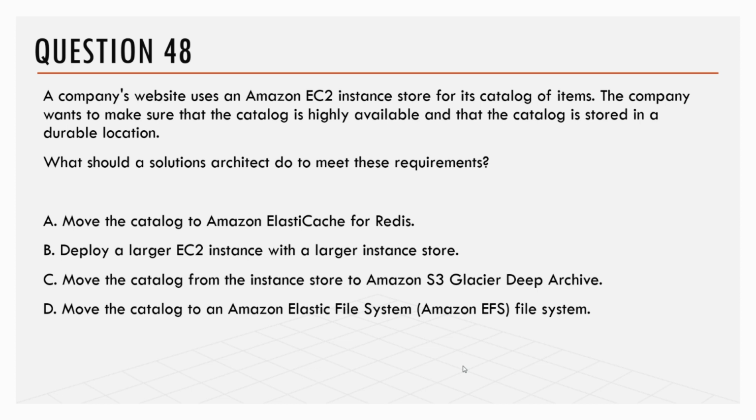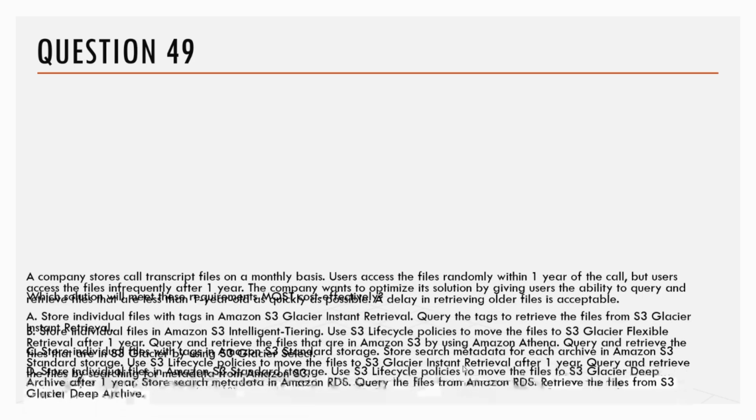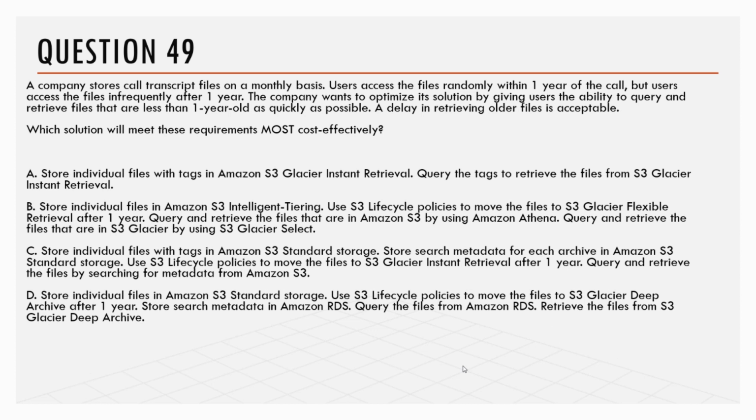And the options are A, move the catalog to Amazon ElastiCache for Redis. B, deploy a larger EC2 instance with a larger instance store. C, move the catalog from instance store to Amazon S3 Glacier Deep Archive. D, move the catalog to an Amazon Elastic File System. The correct option is D, move the catalog to an Amazon EFS file system. Now let's look into question number 49.